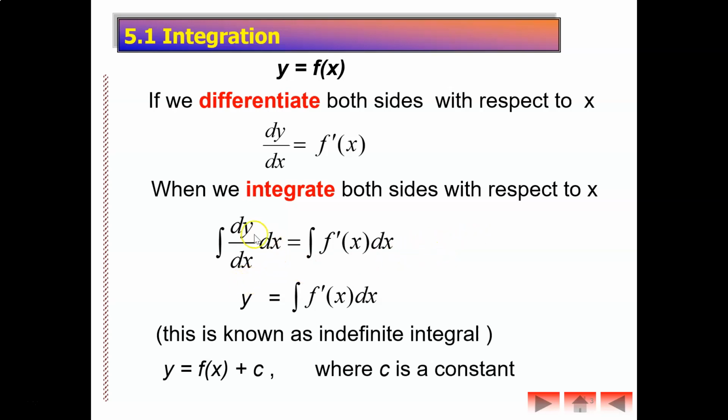So what you will get after you write down this one is y equal to integration of f prime x dx. Why do we get y over here? Because dx and dx over here you can cancel out. So you integrate dy, so you will get y, only y. And this is known as indefinite integral. And y is f(x) plus c, where c is a constant.